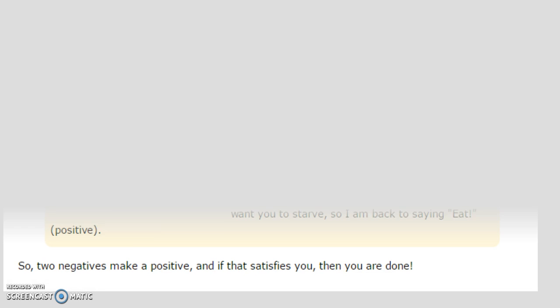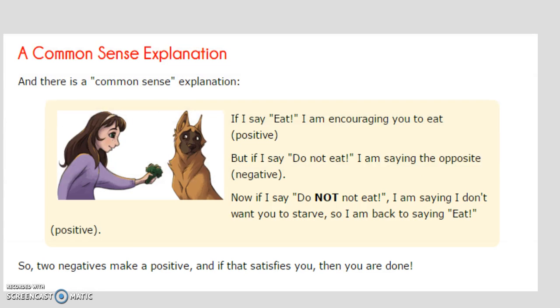If you don't like the example of the balloons, basket, and weights, I have a common sense explanation. I actually prefer to call this the double negative example. If I tell a dog to eat, I'm encouraging the dog to eat its food. However, if I say do not eat, I am telling the dog not to eat its food. If I say do not not eat, I'm telling the dog to eat its food. I don't want it to not eat. Okay? So the double negative makes it a positive.